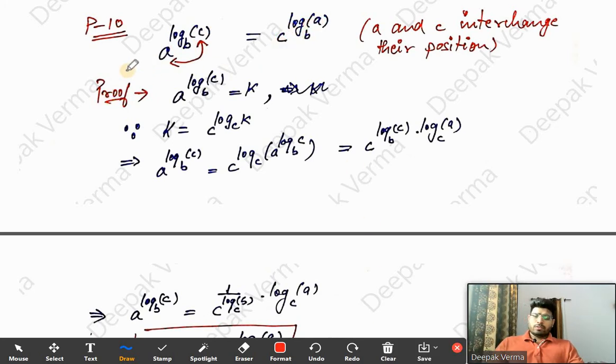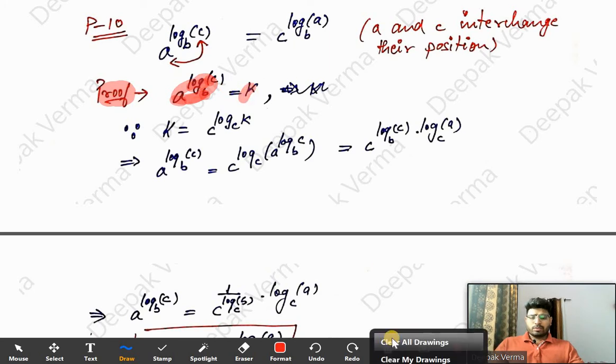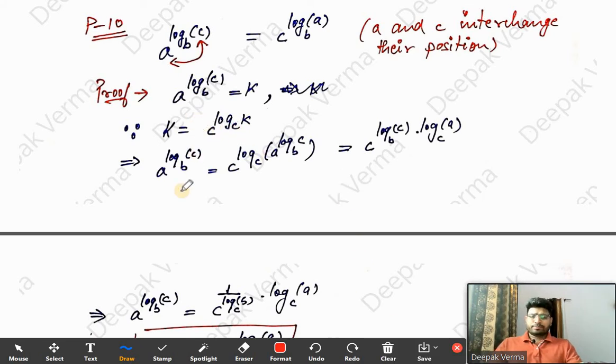We can prove it also. Let us check it out. For proof, we have a to the power log c base b. For the time being, let's say this is equal to k. Clear? Since we know that k is any number, and any number can be written as c to the power log k base c. Clear? Because here we have c, here we have c, so we can write it like this. Again, now put the value of k. Again, k is a to the power log c base b.